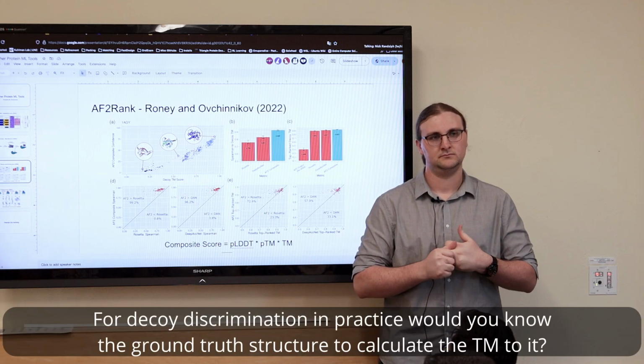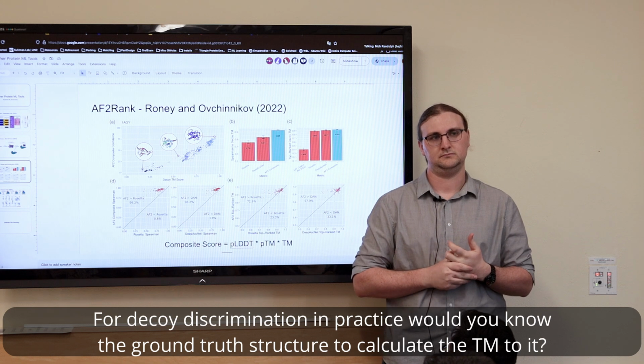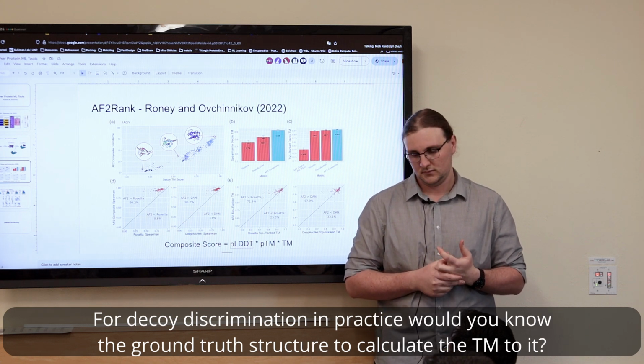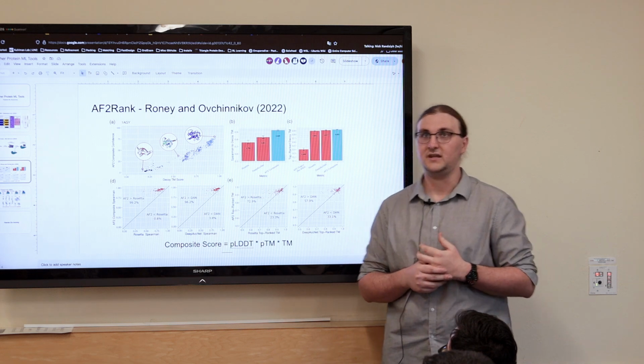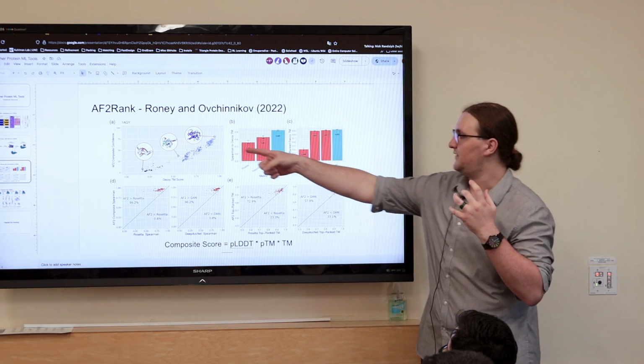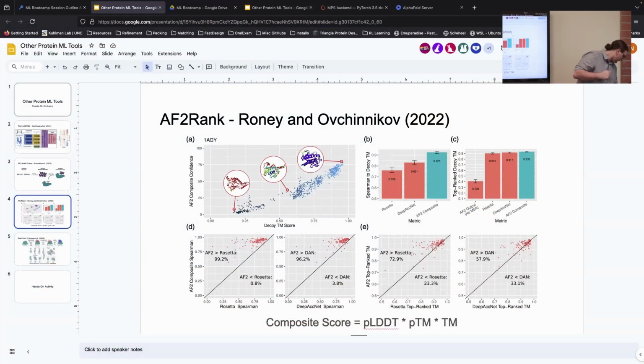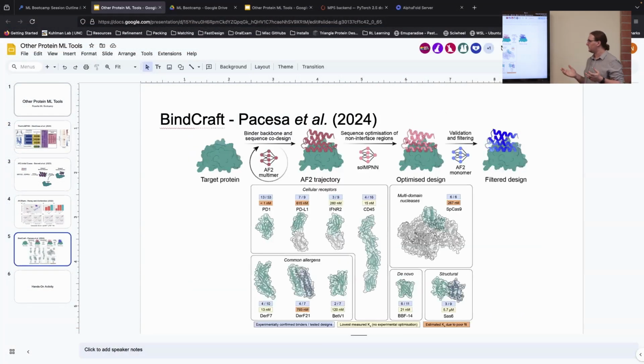For decoy discrimination in practice, would you know the ground truth structure to calculate the TM to it? So what you're calculating the TM to is the decoy that you're giving it and the prediction of that decoy sequence. Yeah. All right. The last one I wanted to talk about was BindCraft.